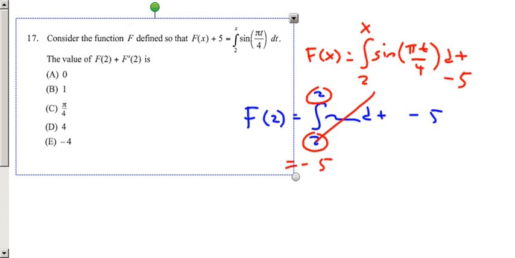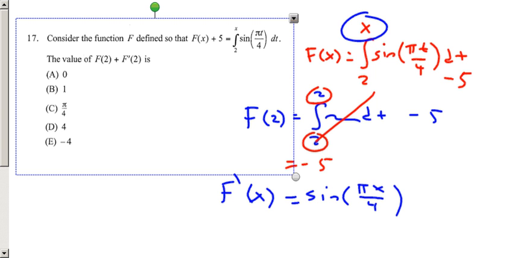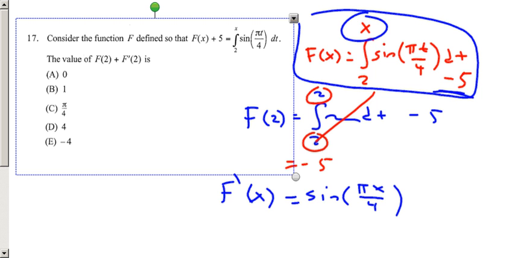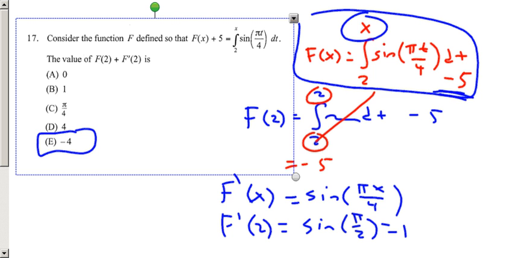And then we need to find f prime of 2, but let's first find f prime of x. Since our function is just x, f prime of x is just sine of pi x over 4. And the derivative of that -5 is 0. And so for f prime of 2, we plug 2 in there for x, and we get sine of pi over 2, which you need to know is 1. And so when we add those together, you get -4.